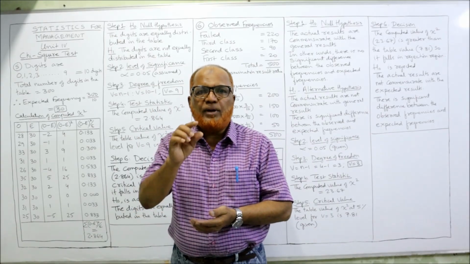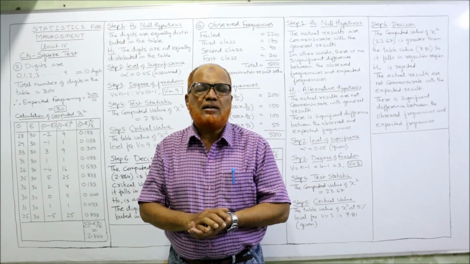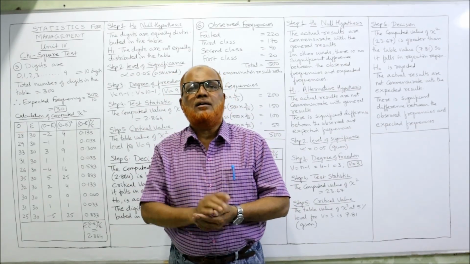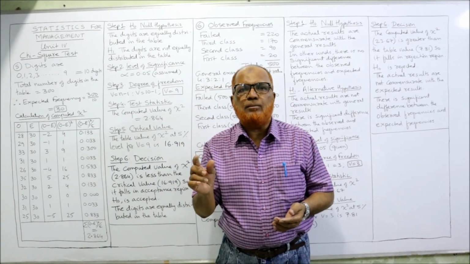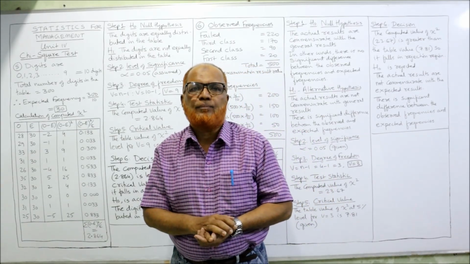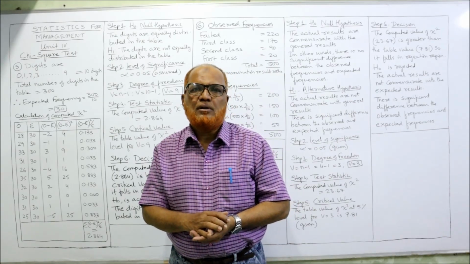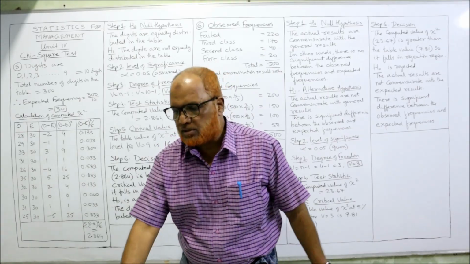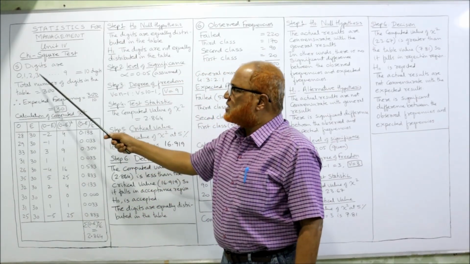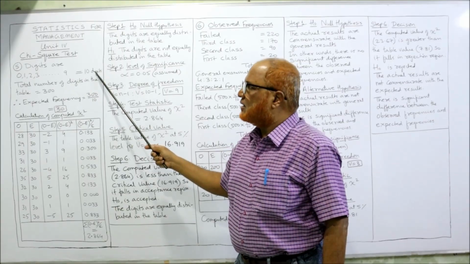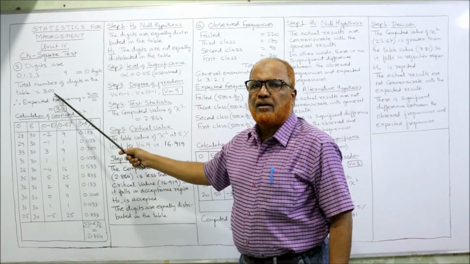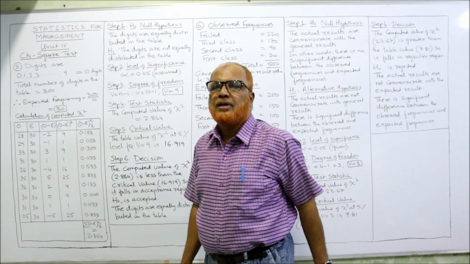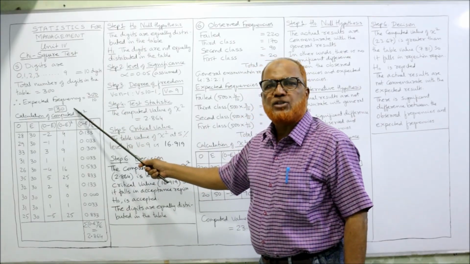Now, how many total digits are there? 300. And how many different digits? 0, 1, 2, 3, 4 up to 9, 10 digits. So 300 divided by 10, you will get 30. So the expected number of times every digit should occur is 30 times. Total number of digits in the table is 300, 10 digits are there, therefore the expected number of times every digit should occur is 300 by 10, which is 30. This is the expected frequency.